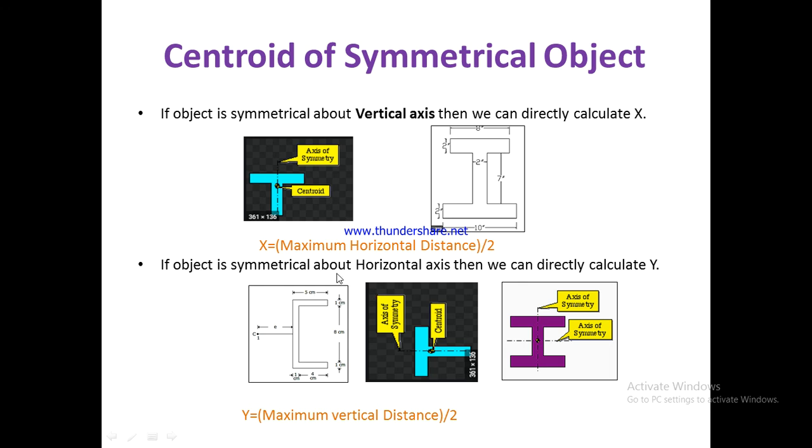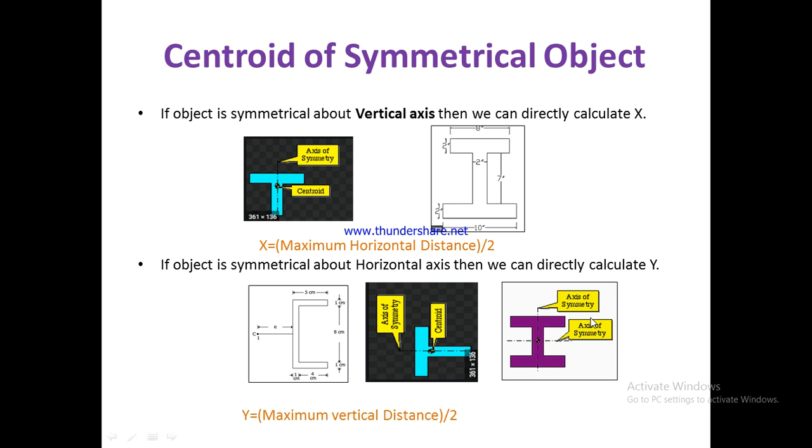So if the object is symmetrical about the horizontal axis, just see this C section object, you will directly get y bar. For the C section you are directly getting the y bar, that is the distance from the x axis. So the maximum vertical distance divided by 2, that is this distance divided by 2. So 8 plus 1 plus 1, 10 divided by 2. So 10 by 2 is 5 mm. So 5 mm will be your y bar, and you just follow the steps for the x bar. Just see this object is inclined at 90 degrees, so this will be your axis of symmetry and you will directly get y bar. So the maximum vertical distance, that is this distance divided by 2.